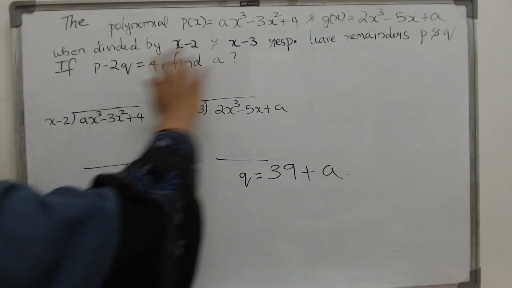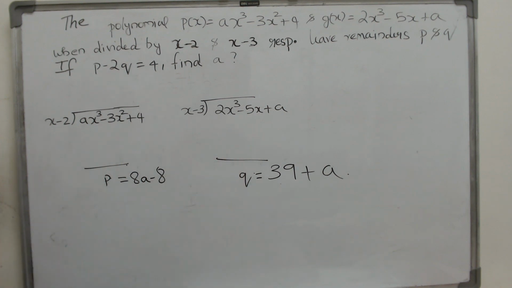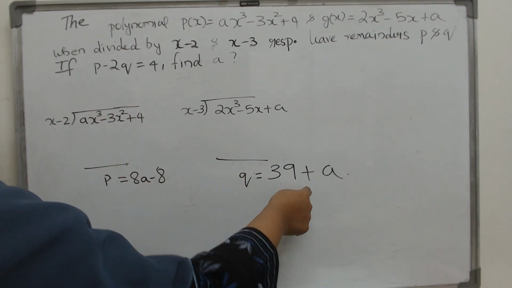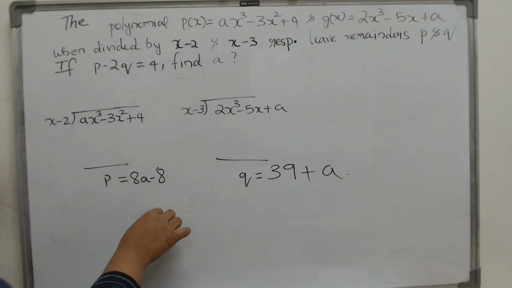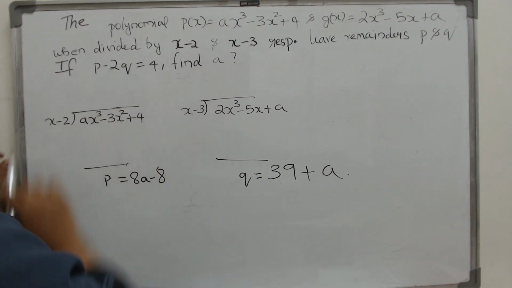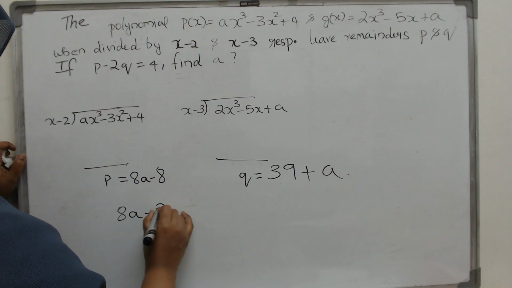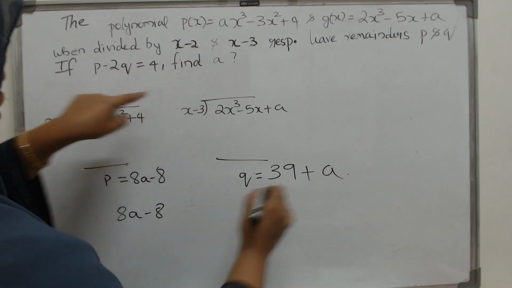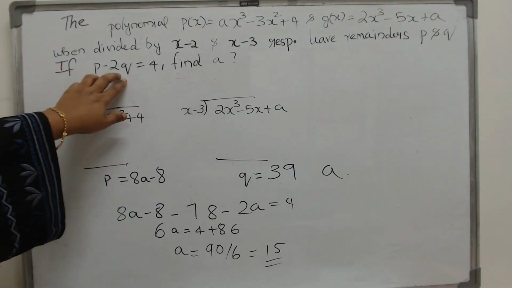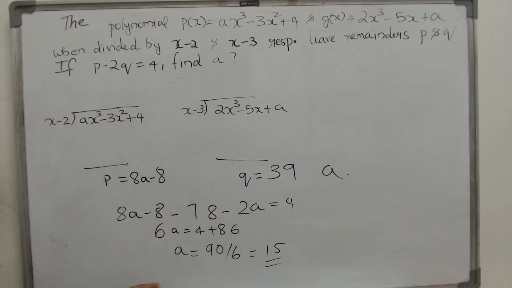What is given? The remainders are given as p and q. But then applying the remainder theorem, you have found that this is what should be their original remainders. Now what is the connection between these two? p minus 2q should give you a 4. Let us find out what that answer is. This is your p and minus 2q. Now p minus 2q, substituting the values of p and q, you get a is equal to 15.